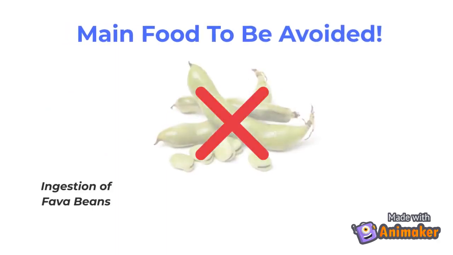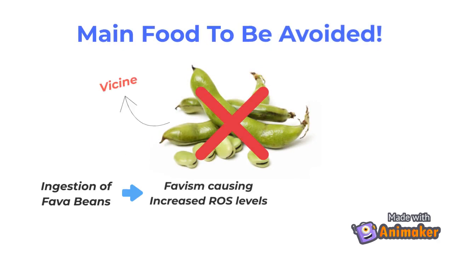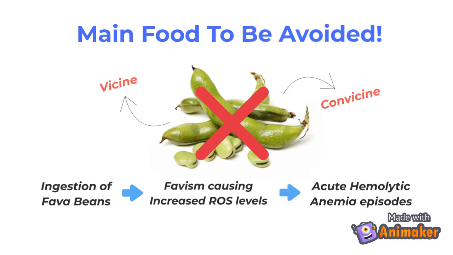The main food that should be avoided by G6PD deficient patients is fava beans, as it will lead to favism. Favism can cause an increase in the levels of reactive oxygen species due to vicine and convicine that are found in fava beans. These substances can trigger acute hemolytic anemia episodes in G6PD deficient patients.